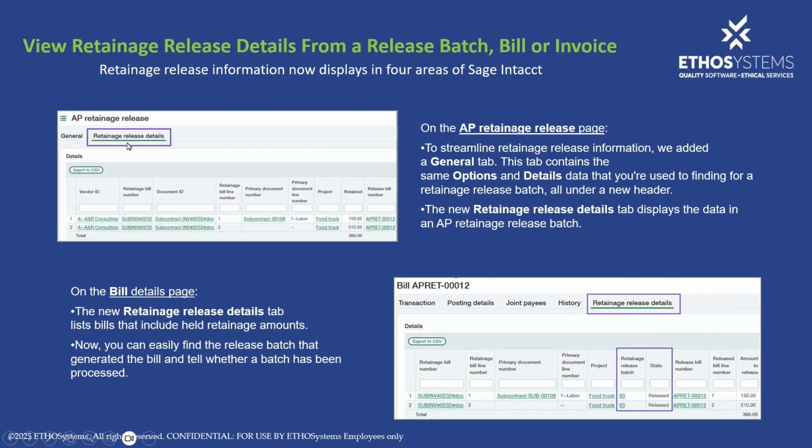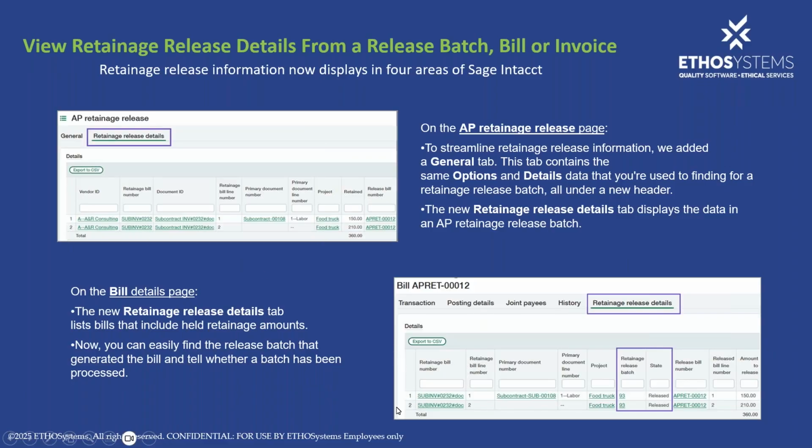This retainage releases details tab is new. The general tab used to just show you all the information. So what was on the main page, what you saw before, is now on the general tab. Okay, so all the options and details, all that good stuff. Then they added this, the retainage release details tab, and that displays all of your AP retainage release batch detail, right? And notice it's all drillable.